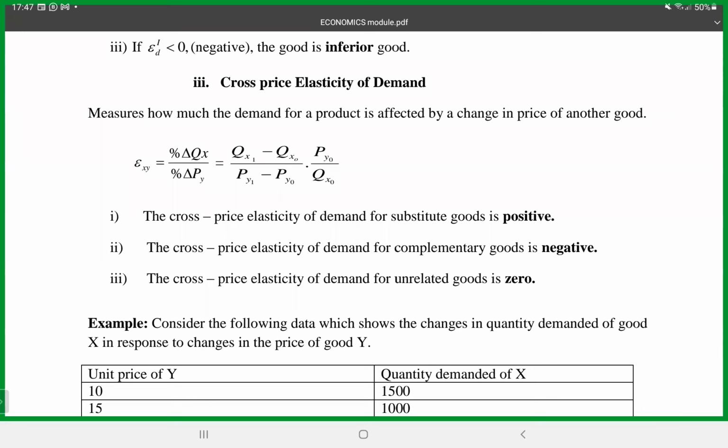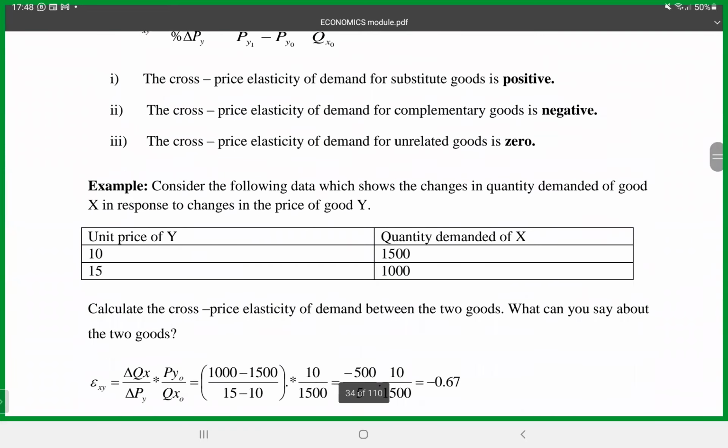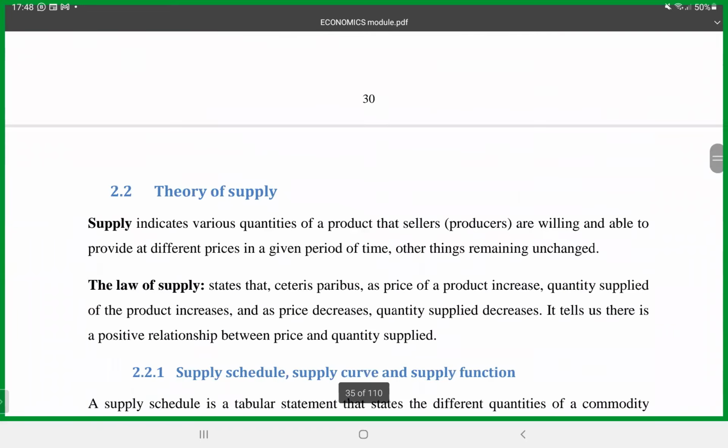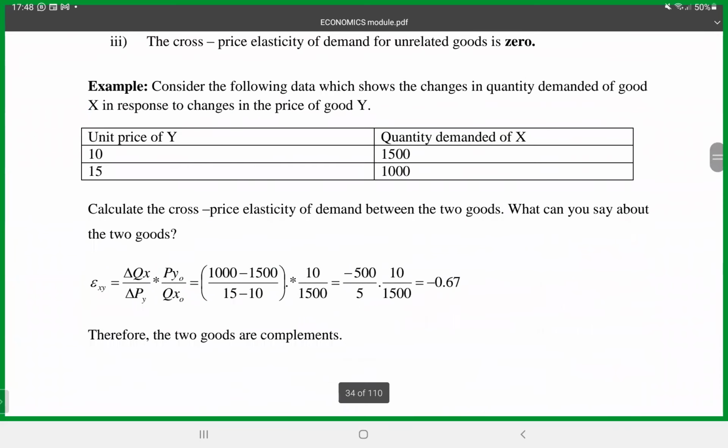So the signs here mean something. If you find that the answer is negative, it means the goods in question are complementary goods. But if you find that the answer is zero, just know that the two goods are not related in one way or the other. So this time around, I ask for any questions.